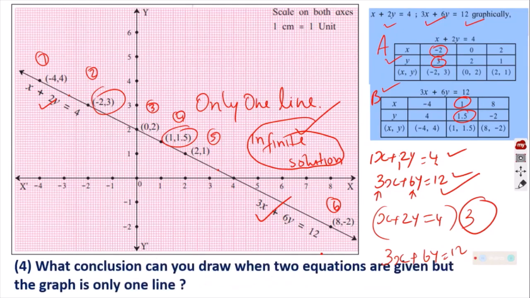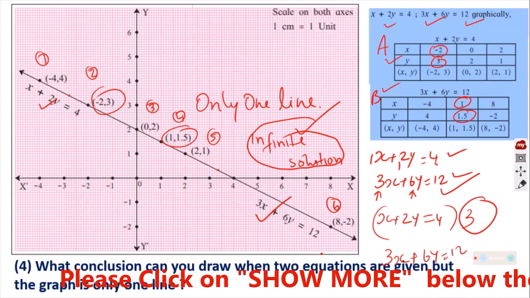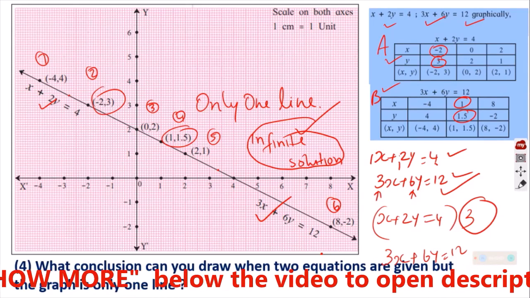One more question. What conclusion can you draw from equations are given but graph is only one line? We can draw a conclusion that when two equations are same, you will get a single line graph. Both graph lines will be same and there are infinite solutions. And the equations will be a multiple of another equation, meaning if one equation is multiplied by a number, you will get the second equation, or they will be mutually a product or a factor. Okay, this is the conclusion.